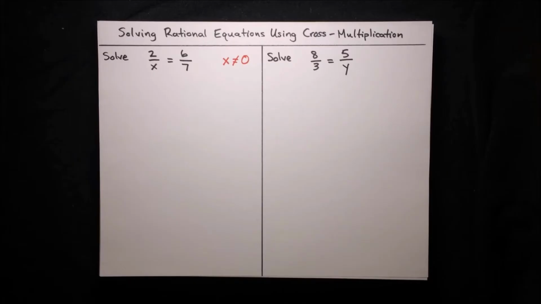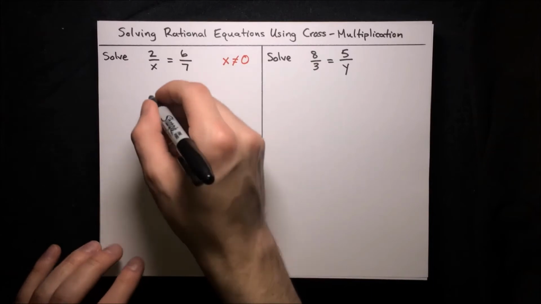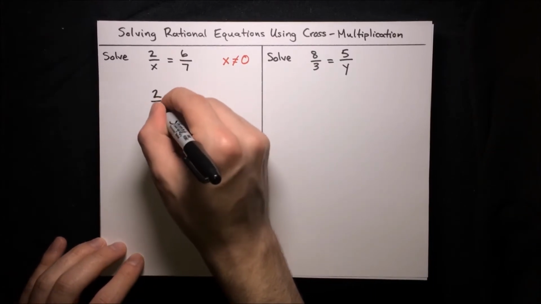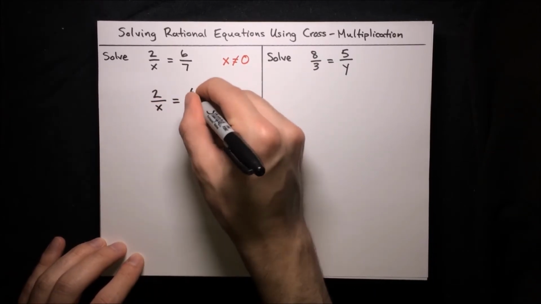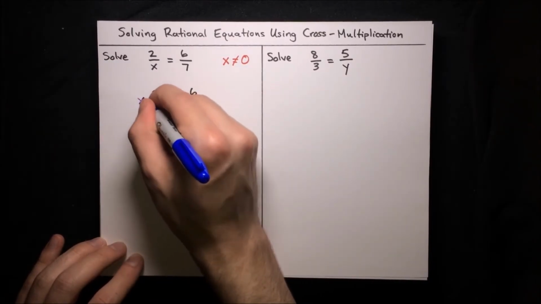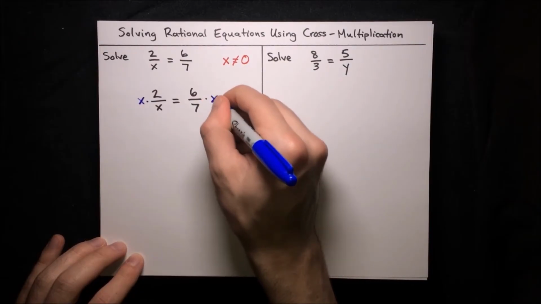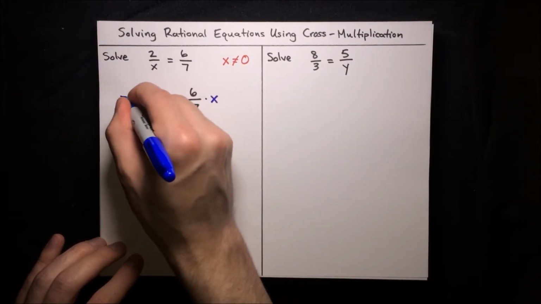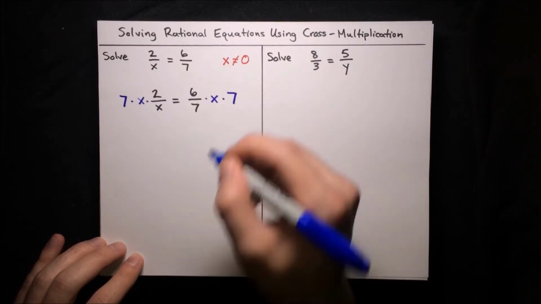Alright, so without further ado, let's go ahead and actually solve this equation. What makes this equation a bit challenging is that there's denominators, and we want to get rid of those denominators. So what we can do is multiply both sides by these denominators to cancel them out. So let's write our equation again: 2 over x equals 6 over 7, and then we'll multiply both sides by x and by 7, because x and 7 are in the denominators.